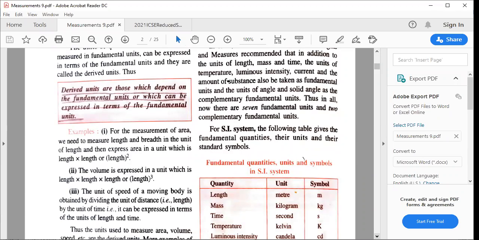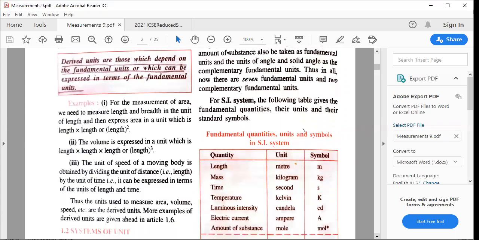Volume of a cube is length cubed. Volume of a cuboid will be length into breadth into height. Then speed. What will speed be? It is dependent on two fundamental units: one is distance and the other is time. So distance upon time, meter per second. So these are called derived units.